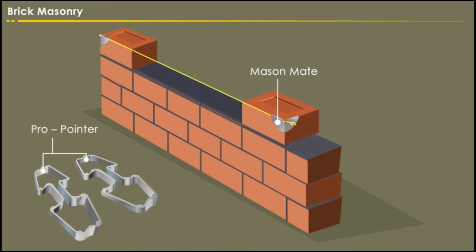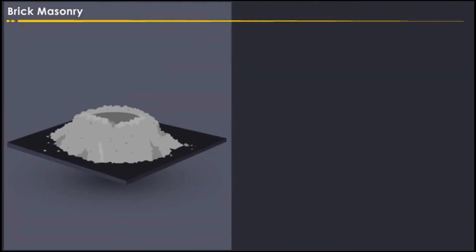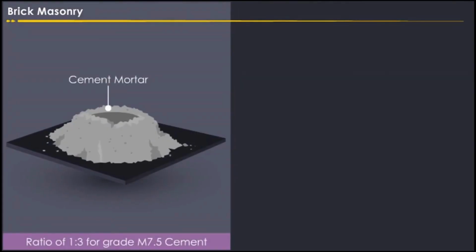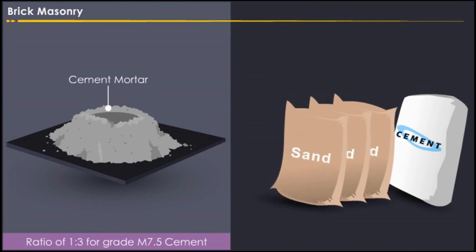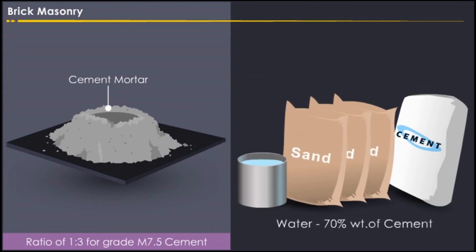Let us now discuss the process of making cement mortar. The preparation of cement mortar is done in the ratio of 1:3 for grade M 7.5 cement, i.e. 1 bag of cement for 3 bags of sand. Add water to the cement, with the quantity being 70% of the weight of the cement.